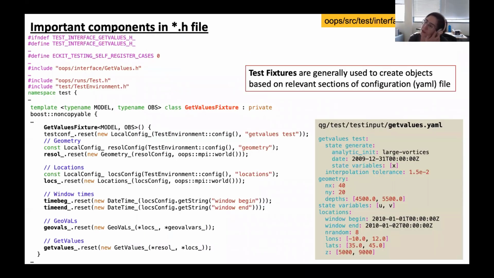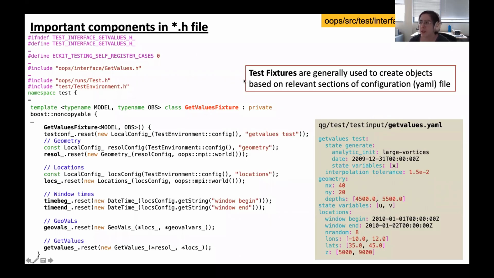So now let's look into these header files and these .cc files. Here I'm just going to point out some of the important components in the header files. I have an example here. We have test interface, and we are looking at GetValues.h. When you look into this header file, one of the important sections that you can see is the test fixture. If you look at different header files, you can see that the test fixture is also used in other header files as well.